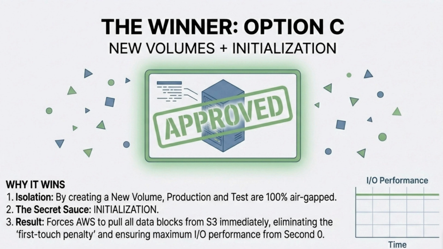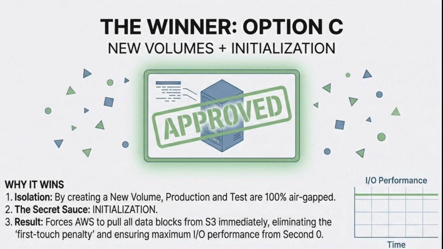Step 3, and here's the magic. We initialize these volumes before restoring data. What is initialization? It's a process that forces AWS to prepare all data blocks in advance. Instead of pulling data from S3 on every access, we do it once, immediately, completely. Result? When testers start working, they'll have consistently high I/O from the very first second. No drops, no surprises. Green stamp approved.